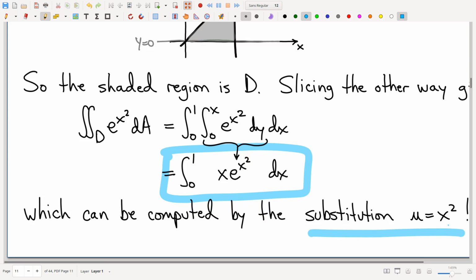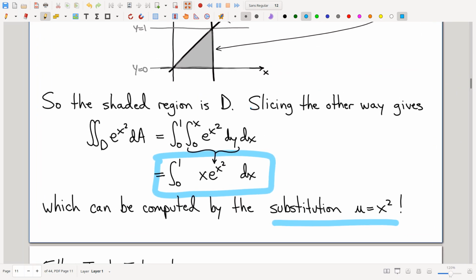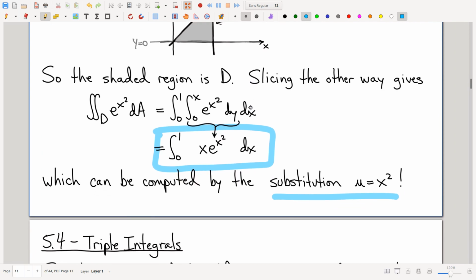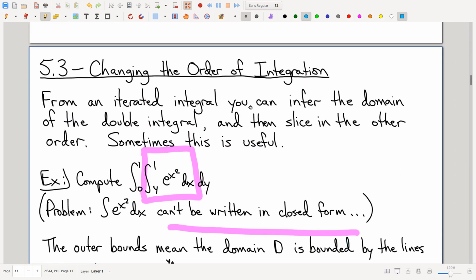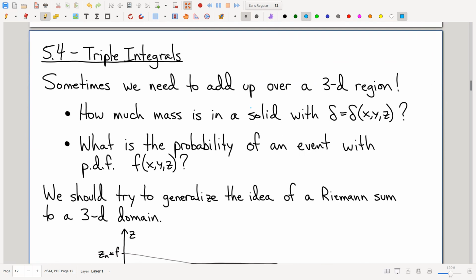Everybody on board? So I think it's a nice little trick, clever trick. It comes up here and there. I wouldn't say often. I don't want to oversell it, but it does come up every once in a while. All right. Okay. Moving along. Look how fast that was. We just covered section 5.3. Okay. 5.4. Triple integrals.